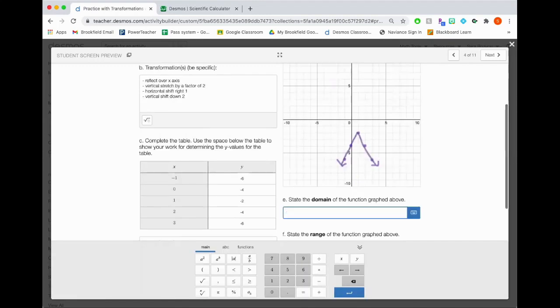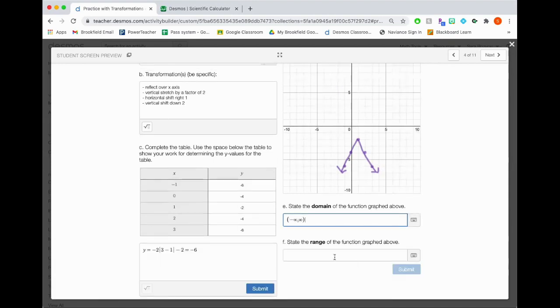Domain for every absolute value function is -infinity to infinity. Every single absolute value function. The range here is what's difficult. Remember, range is bottom to top. So if it's pointing down, it's going to start at -infinity. And this graph stops at this point, and the y value of that point is -2. So this is going to go from negative infinity to negative 2, square bracket.